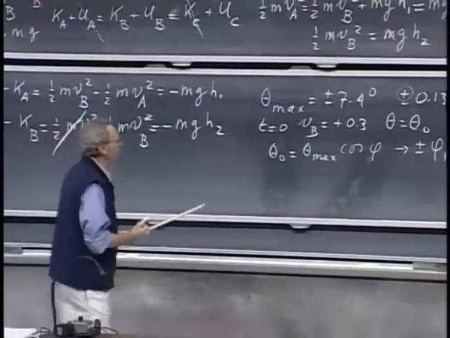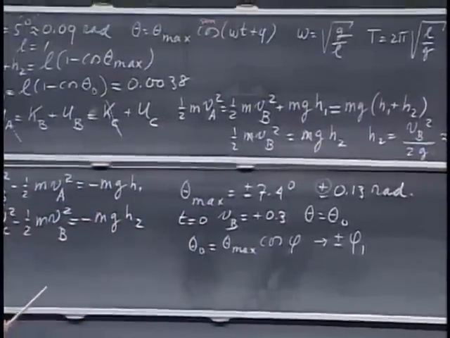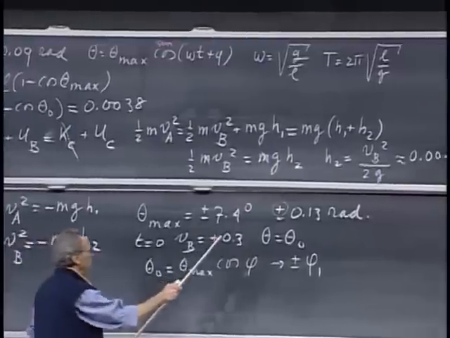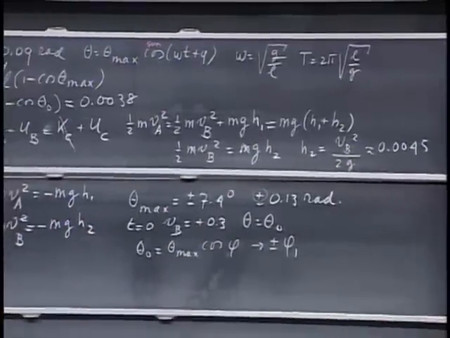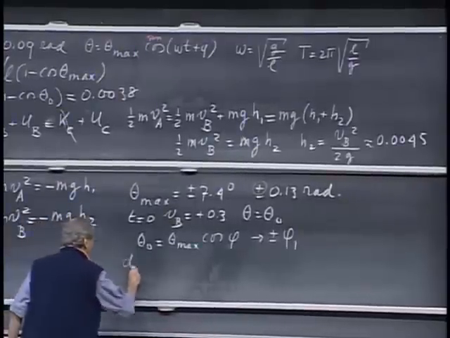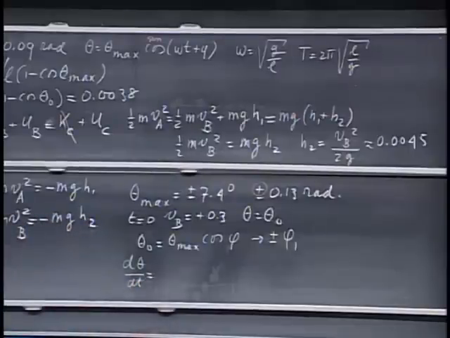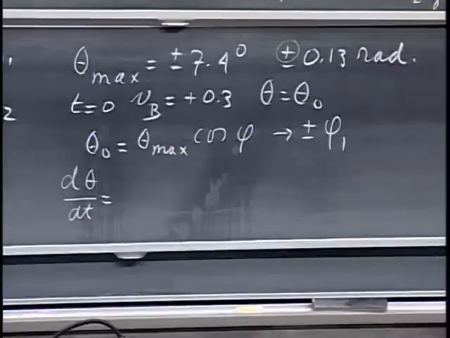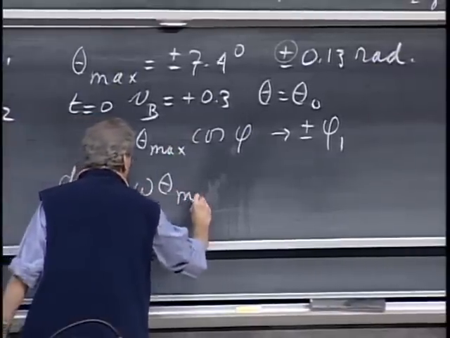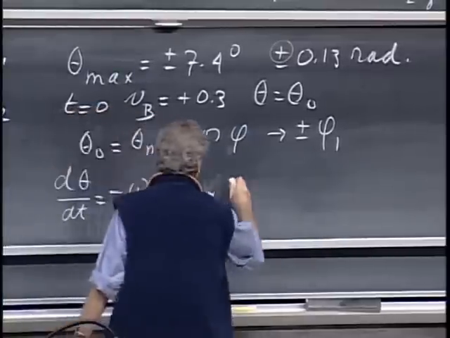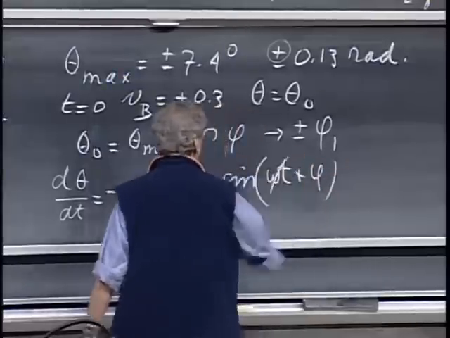And so now I have to take into account the fact that at t equals 0, I know the velocity vb. And how does that come in? Well, I take the derivative of that equation there, and so I get that d theta dt, which is the angular velocity in radians per second at any moment in time, but we are going to evaluate it at t equals 0, equals minus omega theta max times the sine of omega t plus phi, but we will evaluate it at t equals 0.